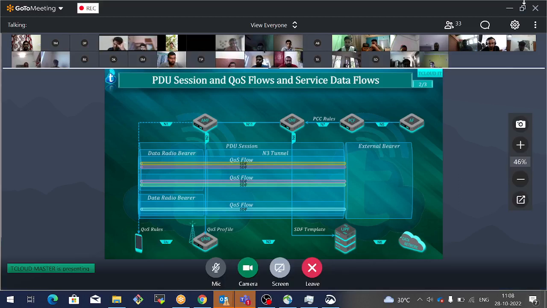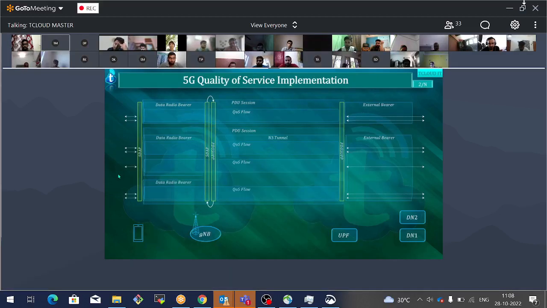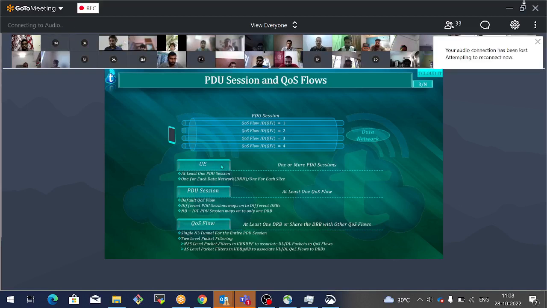So is this clear? A PDU session can have many quality of service flows. Whenever a quality of service flow comes up, there will be only one N3 tunnel, but there can be a lot of DRBs. Each DRB that is part of a different quality of service flow might be associated with a different data rate, because each quality of service flow can have a different data rate, which is allowed.